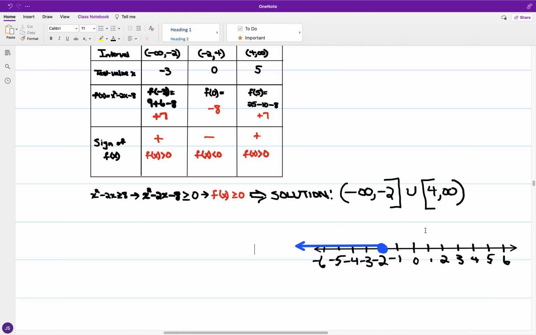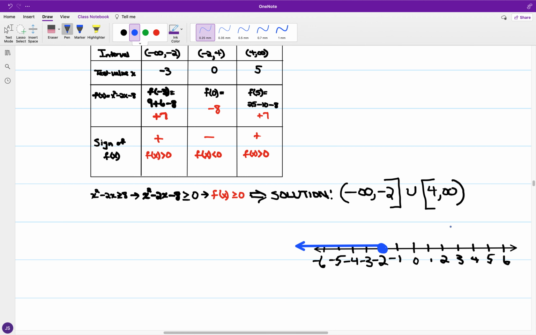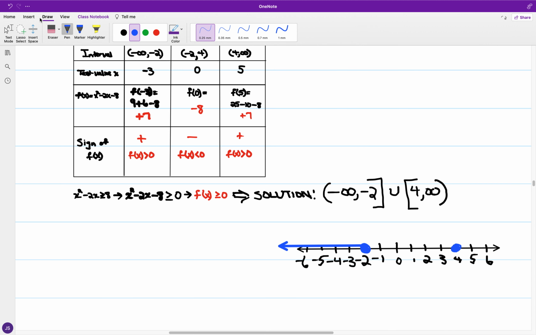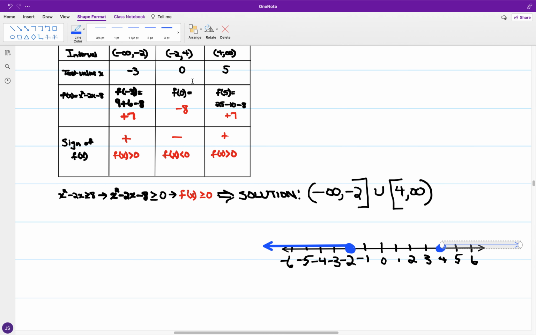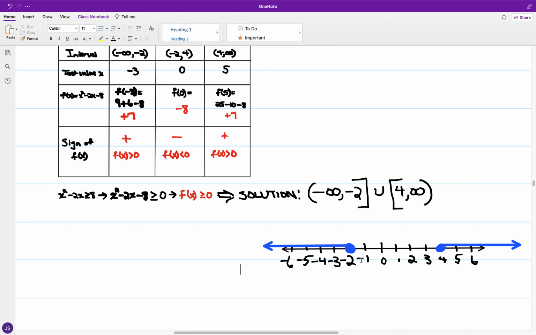And for the second interval portion, we're looking at those values of x that will be greater than or equal to 4. And so we'll have a solid point on 4. The rest of the values will be greater than, so we're going to have a ray that will go in the other direction, going out to the right. And that'll be the graph solution for that particular inequality.